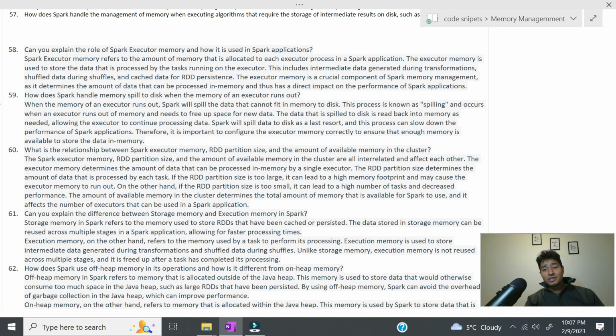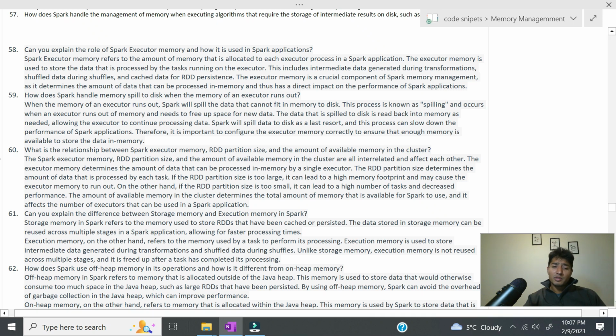The data that is spilled on the disk is read back into the memory as needed, allowing the executor to continue processing the data. Spark will spill the data to disk as a last resort. This process can slow down the performance of the application, right? But the cool part is, if you want to process 10 gigs of data, you have only 1 gig of memory, still you can do it. There will be spilling, but yeah, it will slow down the process, right?